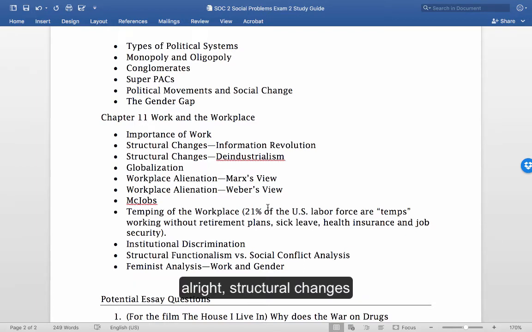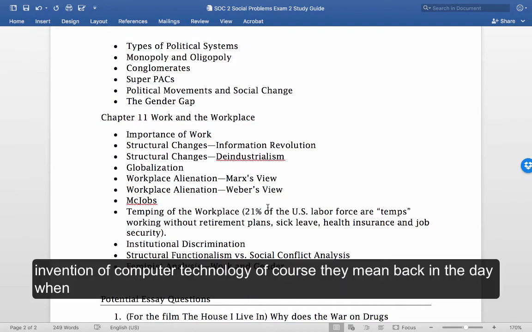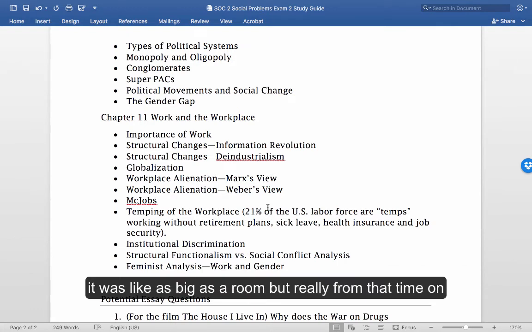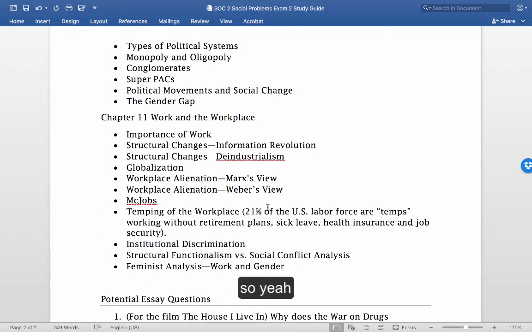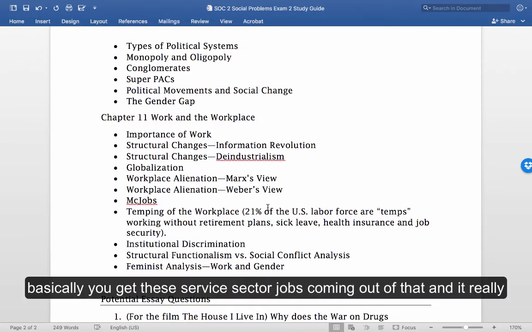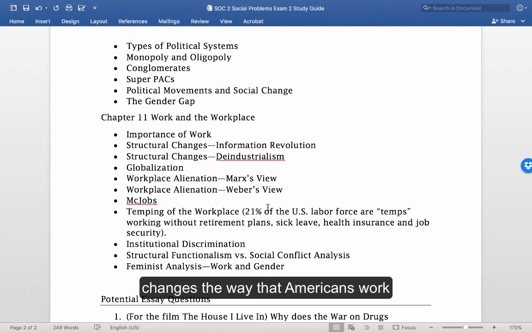All right. Structural changes. So, just what happened when the information revolution took place. So, just meaning that there was this invention of computer technology, and of course, they mean back in the day when it was as big as a room, right? But really, from that time on, from the microchip on, this is when we started to get different kinds of jobs, right? New white collar jobs. So basically, you get the service sector jobs kind of coming out of that. And it really changes the way that Americans work.